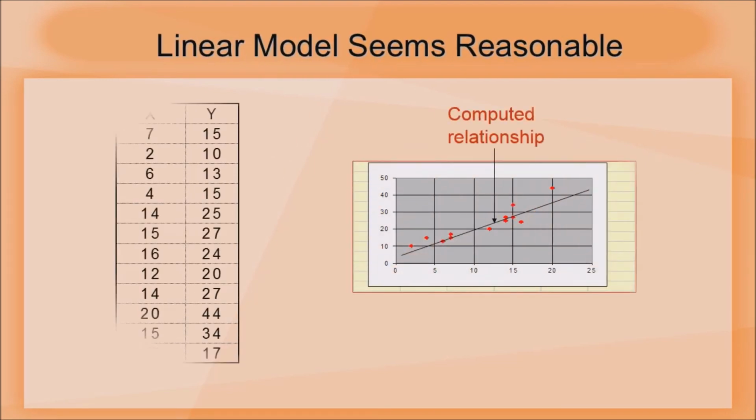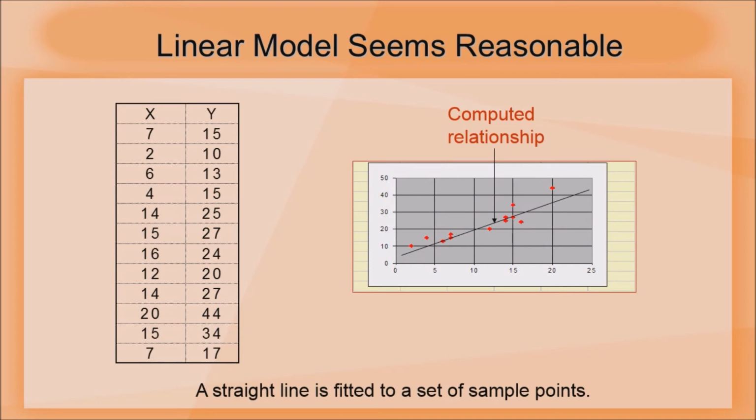Linear model seems reasonable. A graph is plotted for the given values of x and y. From the graph it is obvious that a straight line is fitted to a set of sample points.